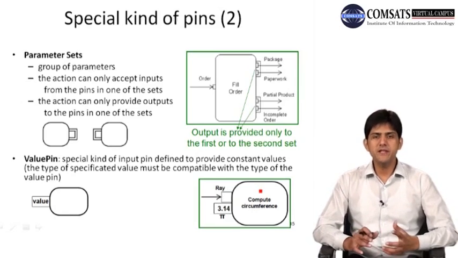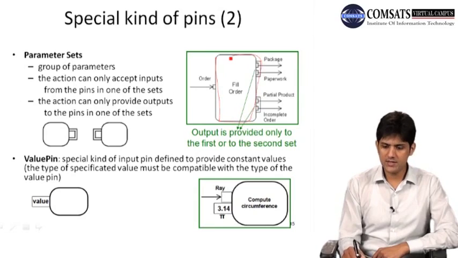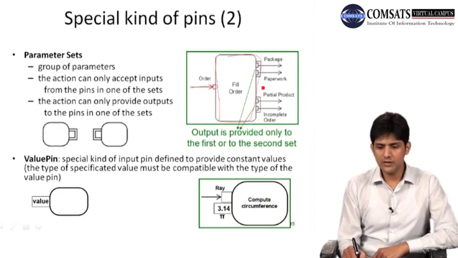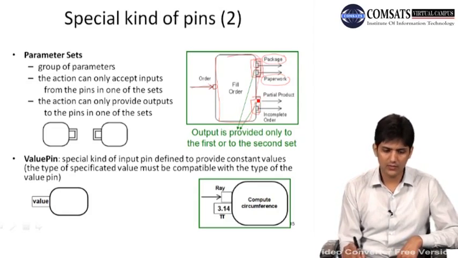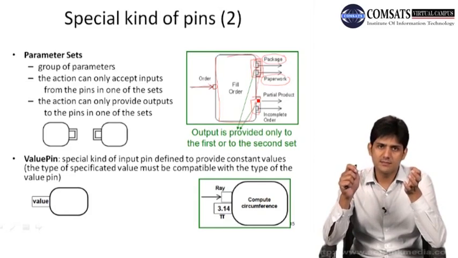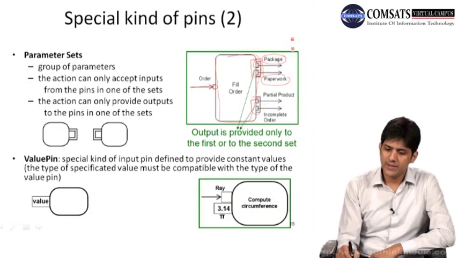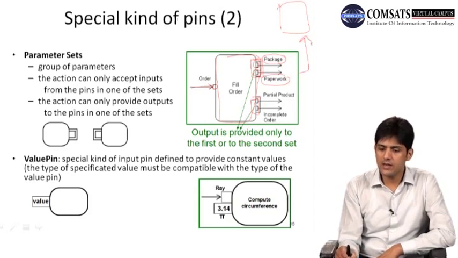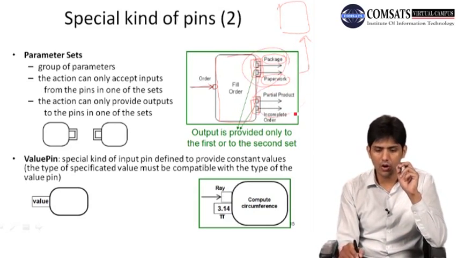Then we can have special pins which combine to make a set of parameters. For example, you have this big action which is called order, and then input, there is a small pin. But when you are filling an order, you have two kinds of information: the package and the paperwork. You can see there are these two small pins, but they combine to make a big set. So we can call it a parameter set. In case of partial product, we have again two sets. It is a group of parameters. The actions can only accept inputs from the pins in one of the sets, and can only provide outputs to the pins in one of the sets. So this fill order is linked with another action, and that action can only accept input from either this set or this set.